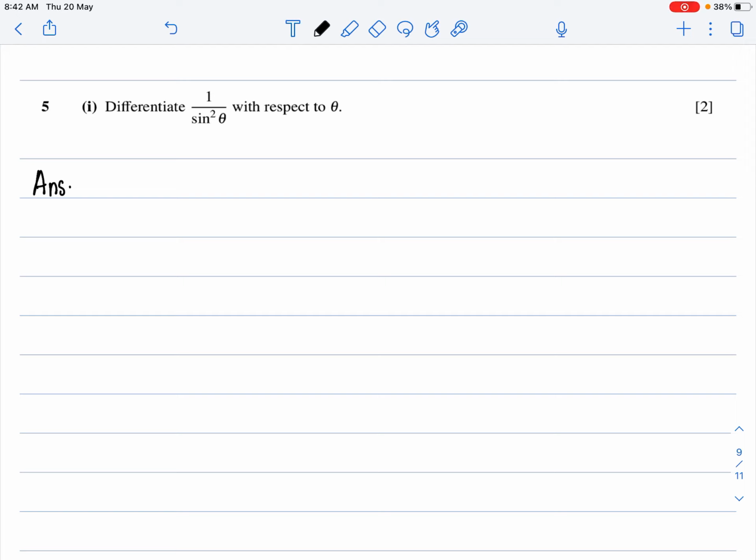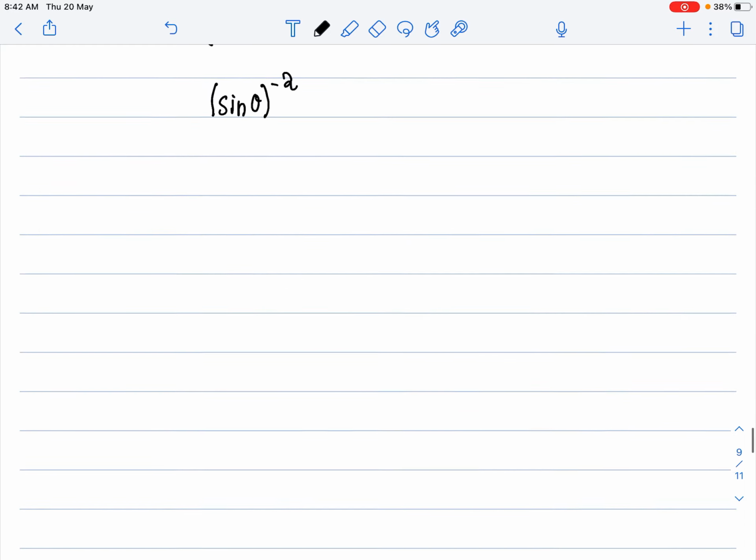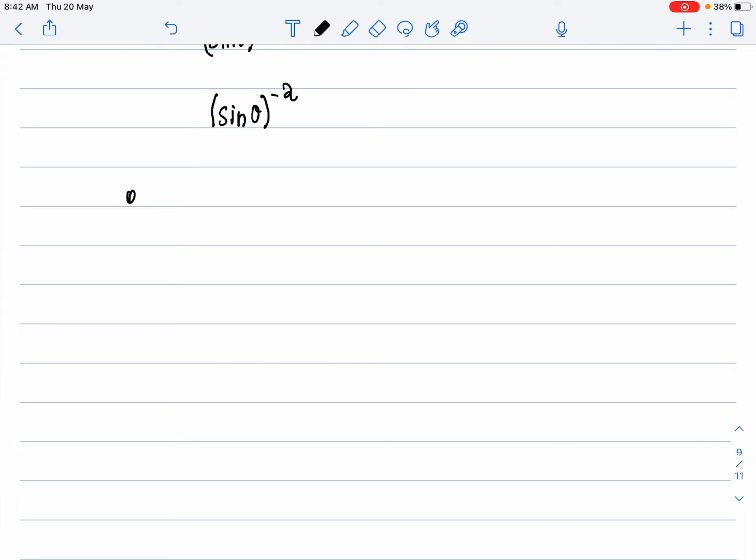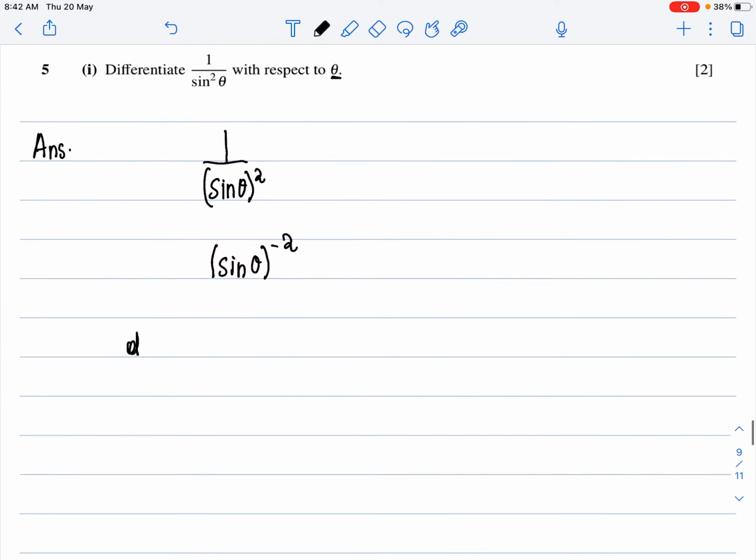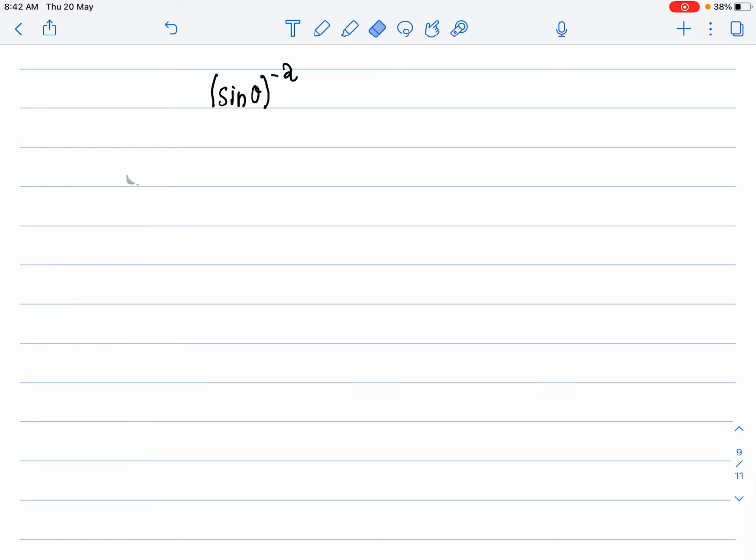This is the fifth question of the paper. I need to differentiate 1 over sine square theta with respect to theta. Basically I can write this as 1 over sine theta the whole raised to 2, which can be written as sine theta the whole raised to minus 2. Now I need to differentiate this.